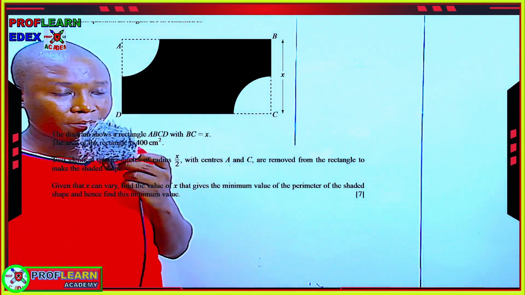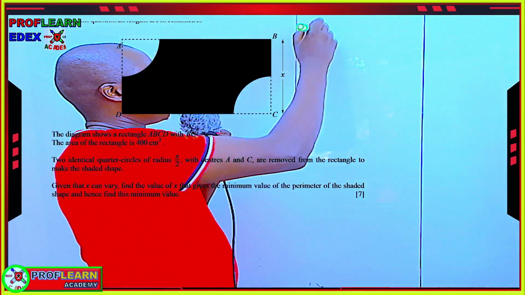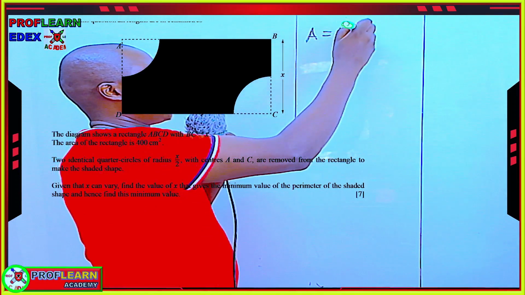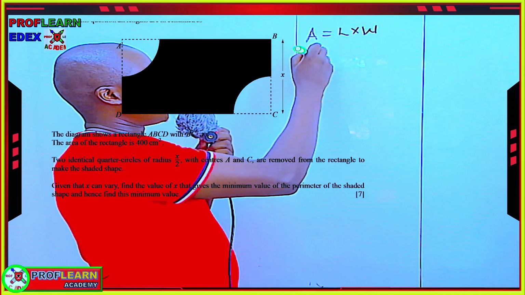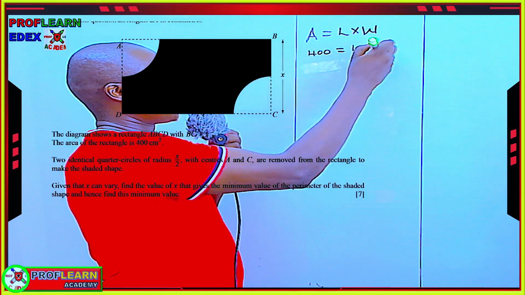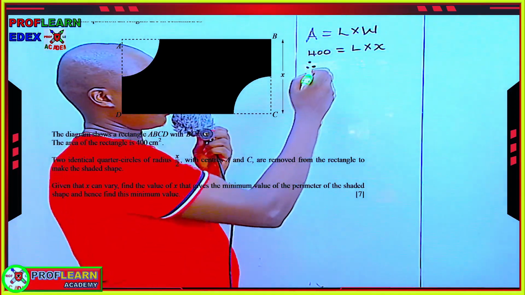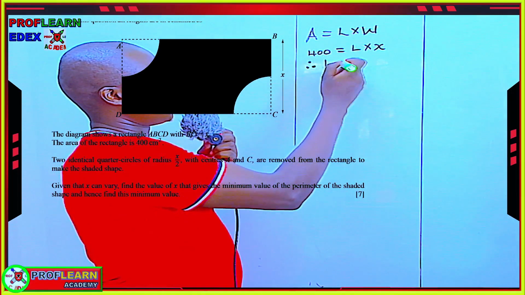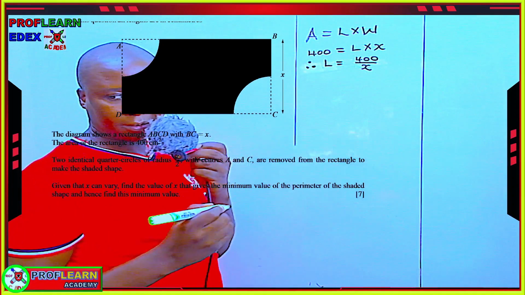So what is that information really helping us? We know that the area of a rectangle is length times width. If we know that the area is 400 and we are looking for the length, we can substitute our x here, and therefore the length L is equal to 400 over x. That's the length.